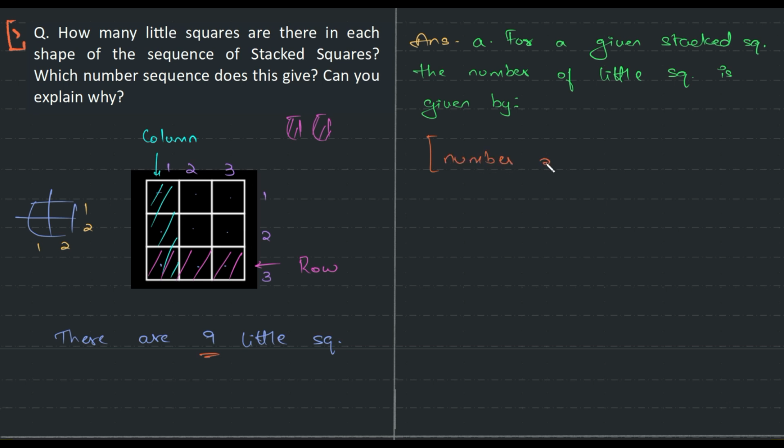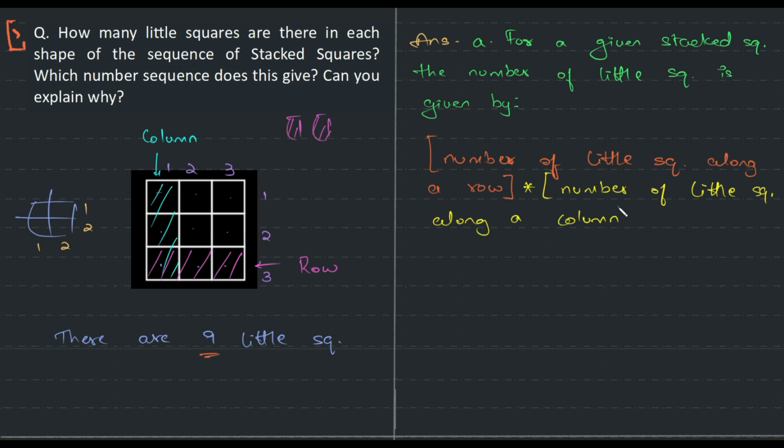To be a bit more specific, we are talking about the number of little squares along a row into the number of little squares along a column. That's it. Now, which number sequence does it give?